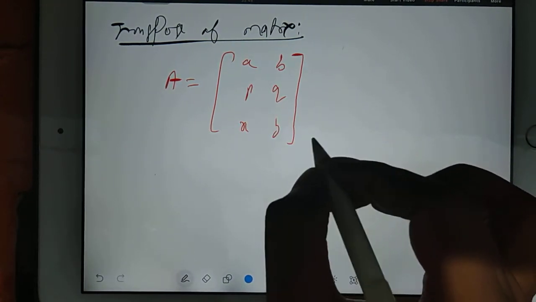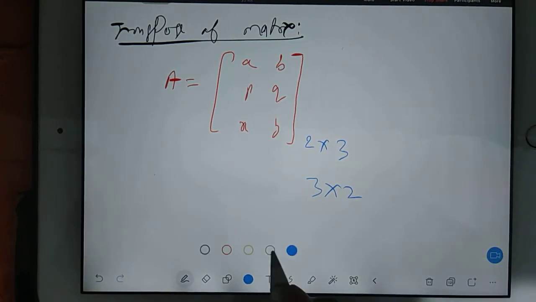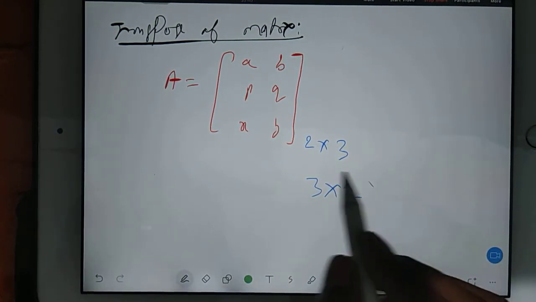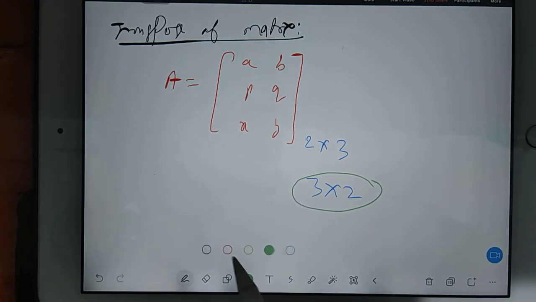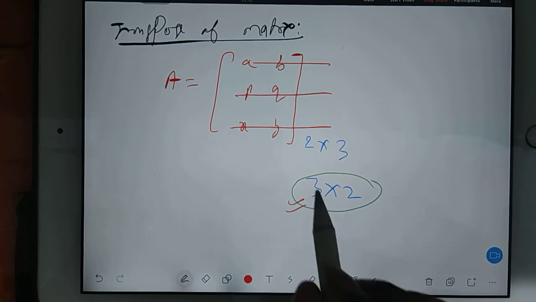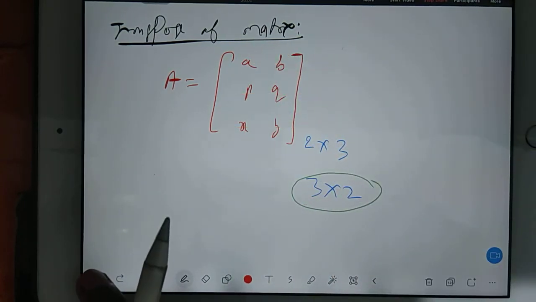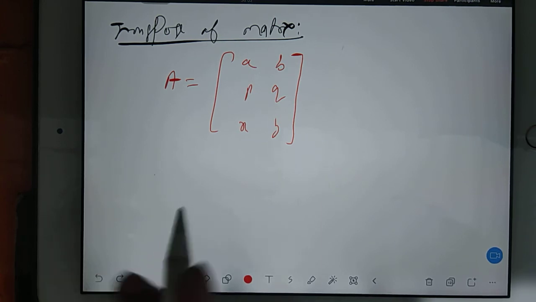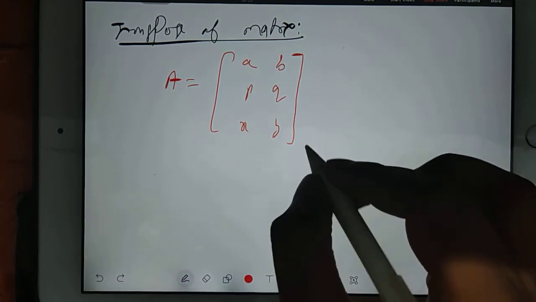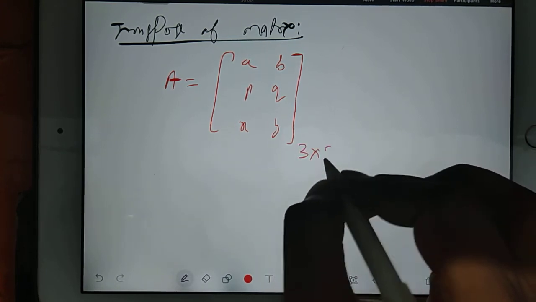So what will be my order? 2 cross 3 or 3 cross 2? I hope you agree my order is going to be 3 cross 2, right? Because number of rows 1, 2, 3. So first we write row, then we have to go for column. So in future, if you are forgetting what we write first, like first we should write 3 or 2, or 2 or 3.